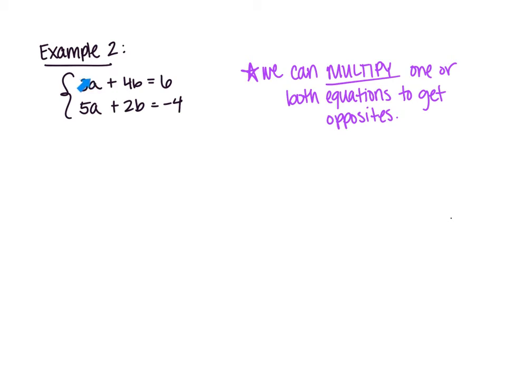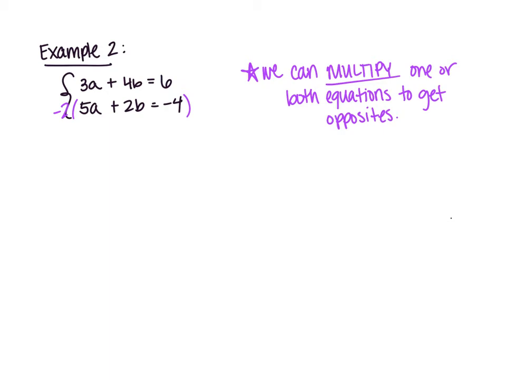Well, with 3a and 5a, it's going to be difficult to get opposites here because I'm going to have to multiply both equations. But if I have a 4b and a 2b, well, that's pretty easy because now I could multiply the second equation to make this the opposite of 4, turn this into a negative 4. So that's what we're going to do. I'm going to take that second equation and multiply everybody by a negative 2. We have to be careful because we have to remember we're distributing negative 2 to both sides of the equal sign so that we stay balanced.